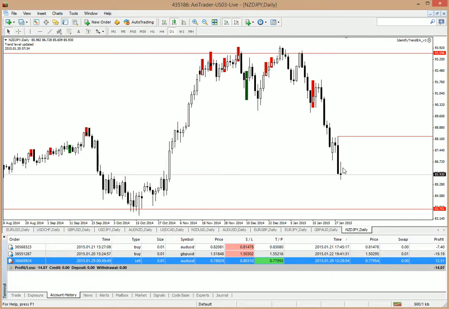Last one, New Zealand dollar yen. This is a new currency we're watching. Looks like there's momentum for it to push further down. We'll be watching this to see if there's any clear signs, but it might be a sell in this case.